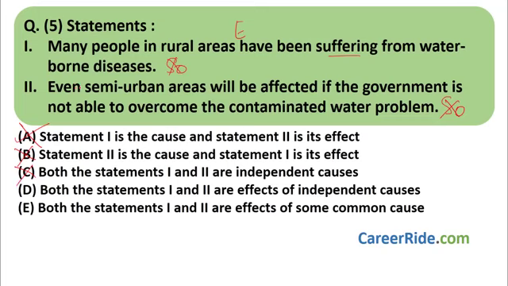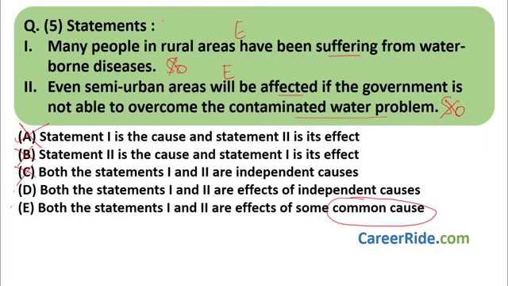Let us check out the second statement also. Even semi-urban areas will be affected if the government is not able to overcome the contaminated water problem. The cause is the contaminated water problem, and if the government is not able to overcome the problem, then even semi-urban areas will be affected. So this will also be an effect. It is not a cause. So option C is also not there. Now we have to see whether it is D or E. Over here, both of them are talking about waterborne diseases and some problem related to water, okay. So both of them are having a common cause. It is not an independent cause, okay.